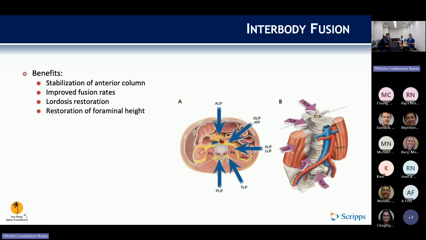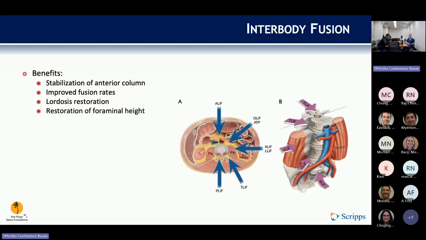All right, so briefly talking about interbody fusion. If fusion is indicated, the patient has an unstable slip, or you have a long discussion with the patient in clinic and that is the best treatment option for that patient, interbodies can provide some key benefits overall.